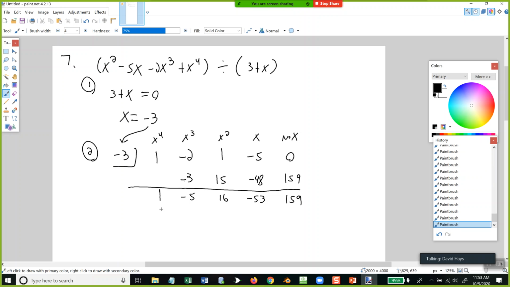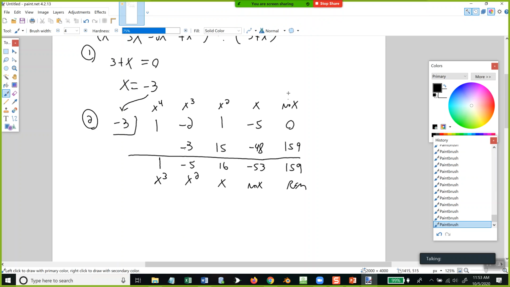Now this is x to the 4, so right straight down below it will be 1 degree lower. That'll be x to the 3rd. Then after I have that one, I have one for each power going down. So x squared, x, no x, and a remainder. So our answer will be x to the 3rd minus 5x squared plus 16x minus 53 plus our remainder, which is 159 over what we're dividing by, which is x plus 3.